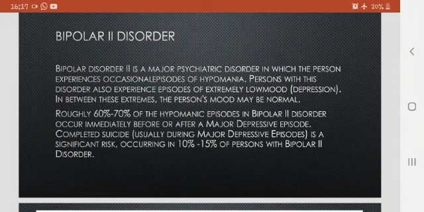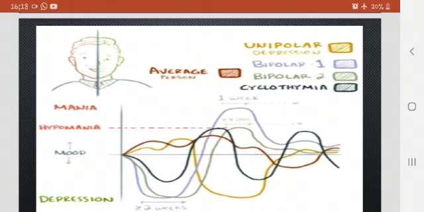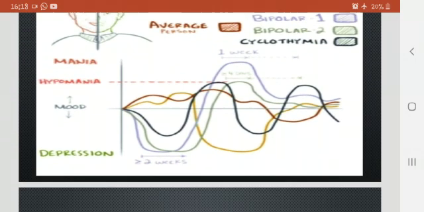Roughly 60 to 70% of the hypomanic episodes in bipolar 2 disorder occur immediately before or after a major depressive episode. Completed suicide, usually during a major depressive episode, is a significant risk, occurring in 10 to 15% of persons with bipolar 2 disorder. So you can see here bipolar 2 disorder. The green line is of bipolar 2 disorder, which includes the episodes of hypomania as well as the episodes of depression, which occur in between, lasting 2 weeks.